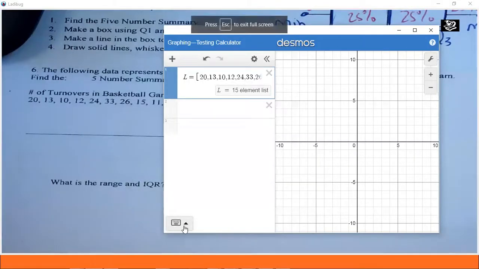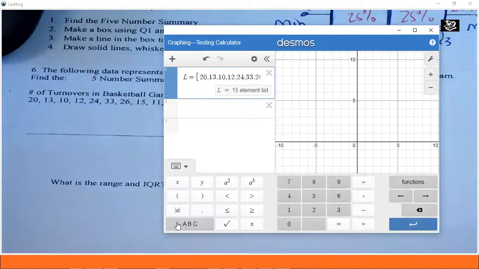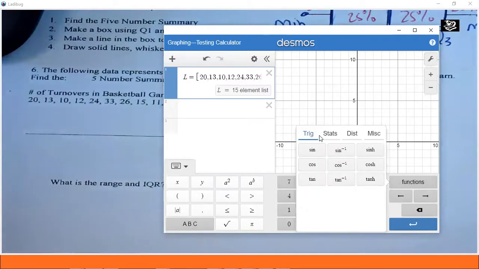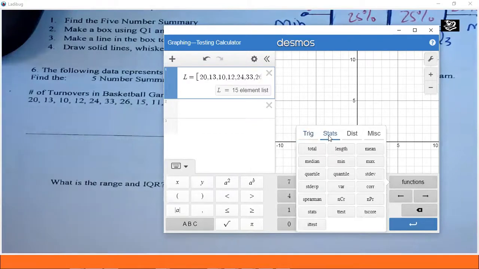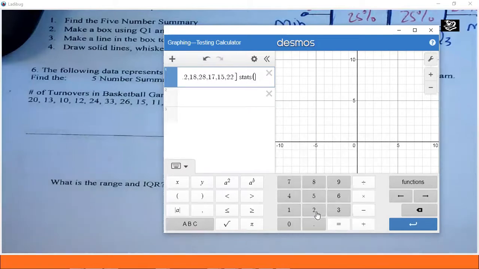You are going to click down here. You're going to click the keyboard. Do this with me, please. You're going to click the keyboard and you're going to click functions. Go ahead and do this with me. You're going to click functions and then you're going to click stats. And then you're going to click stats again, the word stats.